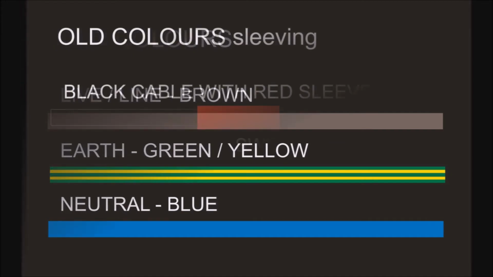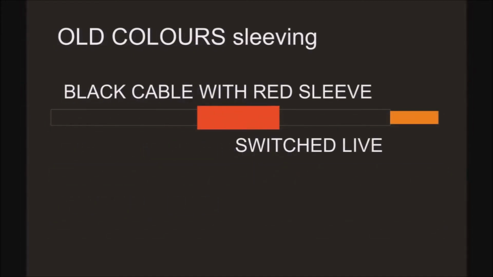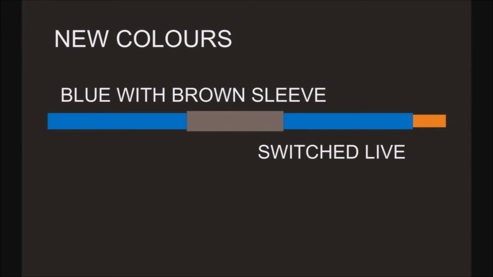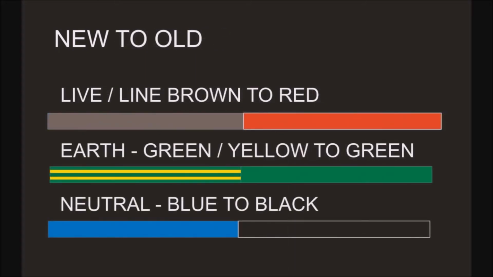So in the old colours, you're going to see your black cable with red sleeving, and this denotes that this cable is now a live cable, so that's a switch live returning from the switch to your light fitting. The same with the new colours, your blue is going to have brown sleeving on, making that a live cable returning from the switch.